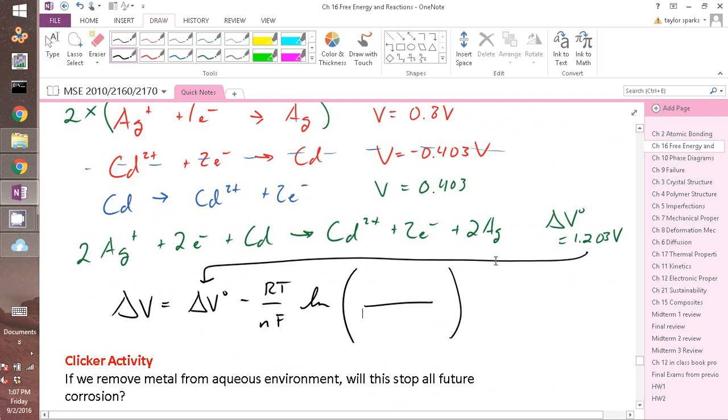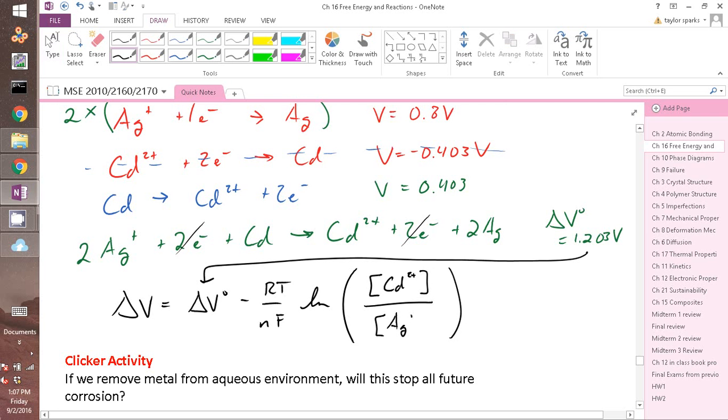Anything that's a solid, like silver metal, we can just say has an activity of 1, so we can just leave it off. So silver, the electrons cancel out, so we don't care about those. So we've really only got 4 things. Silver metal, which we're going to ignore. Cadmium metal, we're going to ignore. Cadmium ions, that's a product, so let's write cadmium ions over here. We need to know the concentration of that. And then it's going to be over the reactants, which is silver ions.